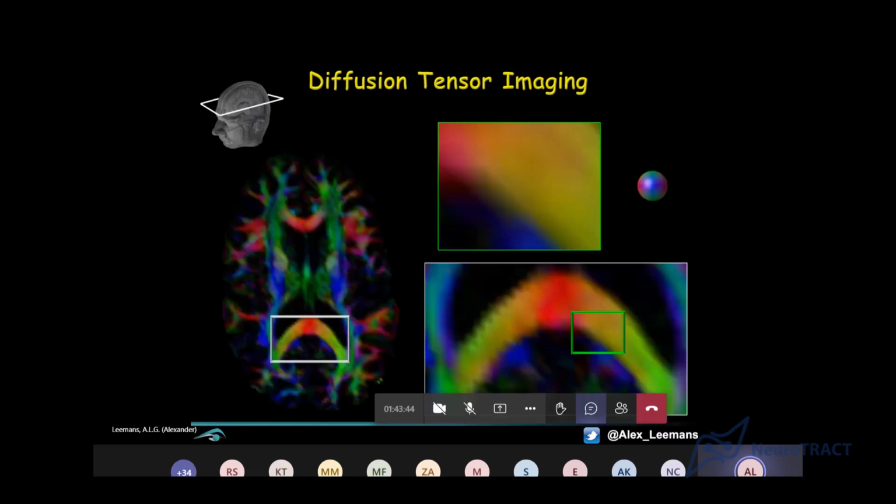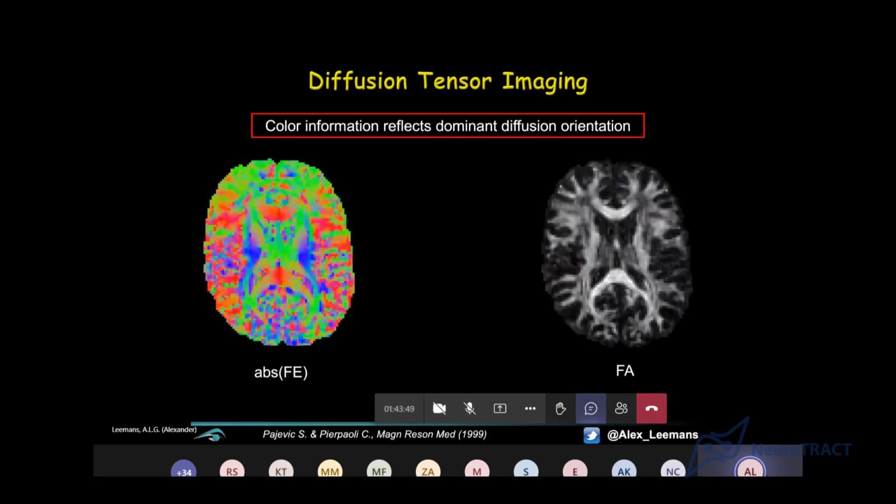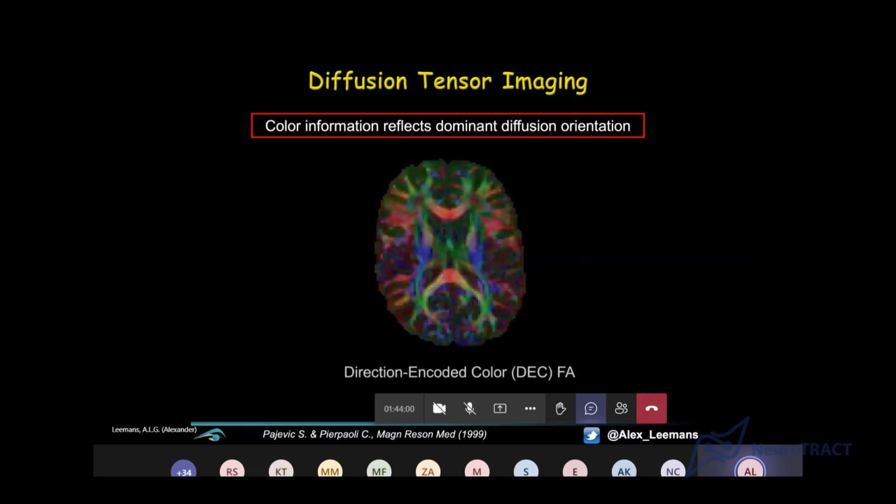The cool thing, obviously, is that if you look at this map, like the previous slide, you see the colors and the brightness. It's basically a multiplication of the absolute value of the eigenvector components x, y, z, multiplied with the fractional anisotropy. If you overlay it, you get the map that we're all used to looking at, at least I am, for 20 years. This is what we call a direction encoded color map, a DEC map, or a color encoded FA map.